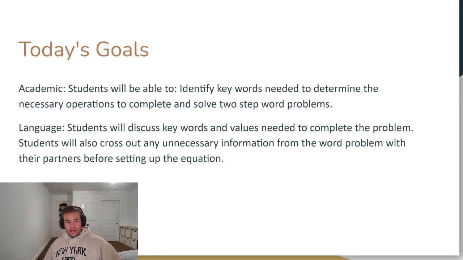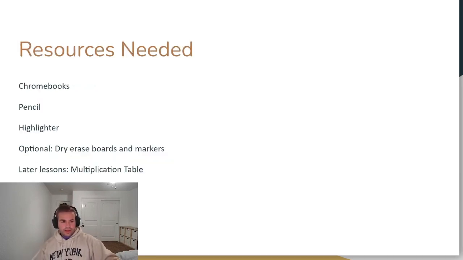These are the goals. I went ahead and wrote an academic goal that will be posted on the board. My district also uses the SIOP model, and I'm going to be using this lesson for one of my observations. So I also have a language goal right there. These are the resources that they're going to need: Chromebooks, pencil, a highlighter. A lot of my students like to have dry erase boards, and there's an activity that I haven't quite decided if I'm going to include in the actual lesson. Well, they will write on the boards and answer that.